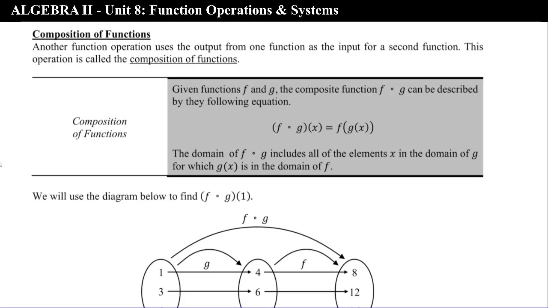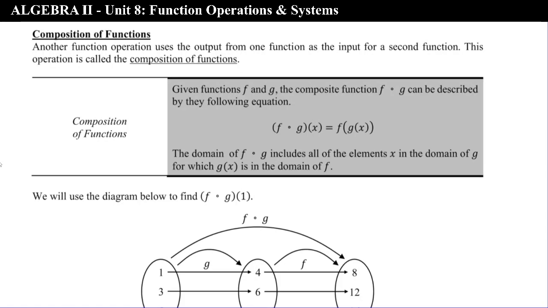Now that we've done some operations on functions, let's talk about composition of functions, because you can have functions nested within one another. So another function operation that uses the output from one function as the input for a second is a composition of functions. So here's the definition. We have f of g of x. Okay, so it's not a multiplication symbol. We actually have a little open dot that's in between. That's a little O that kind of reads f of g of x.